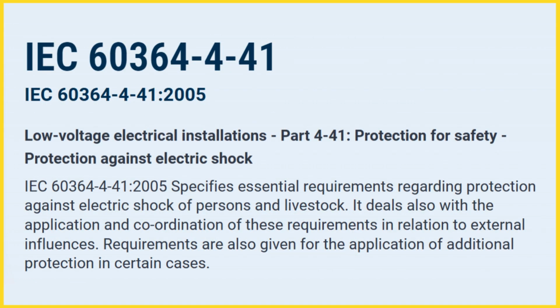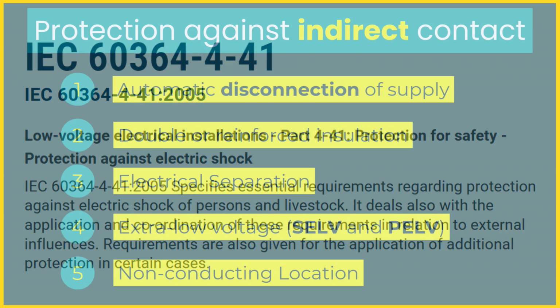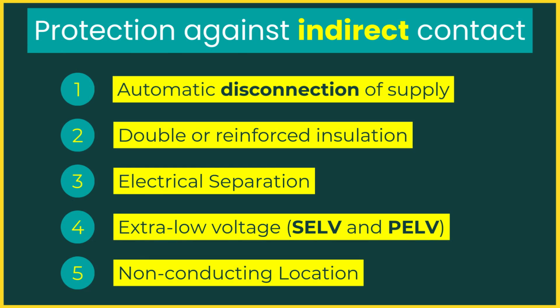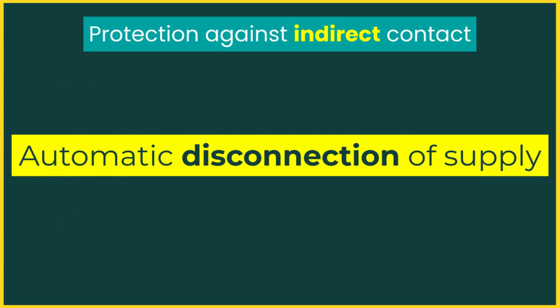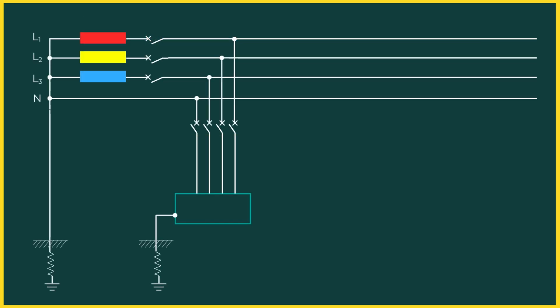IEC 60364 specifies 5 measures for protection against indirect contact. Among these, automatic disconnection of supply is the most commonly used method. To understand how this method is applied, we must first recall a fundamental characteristic of the TT system.